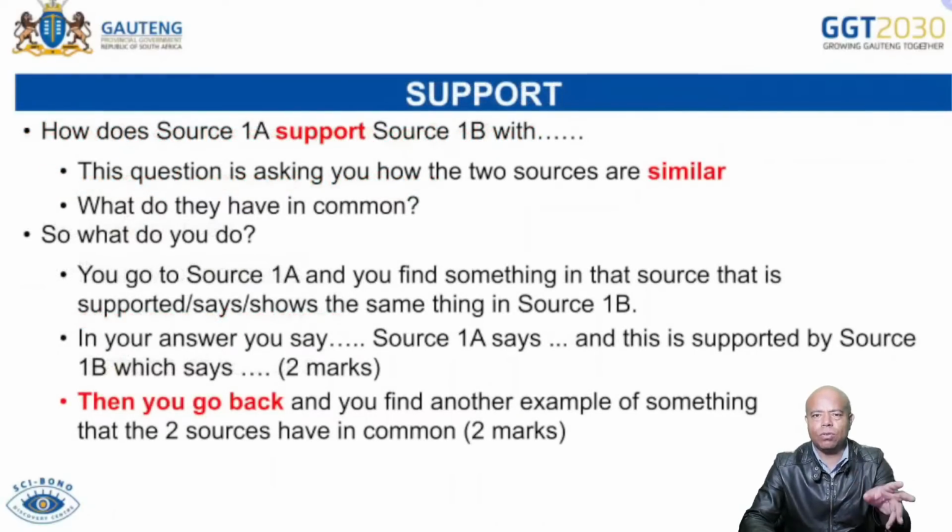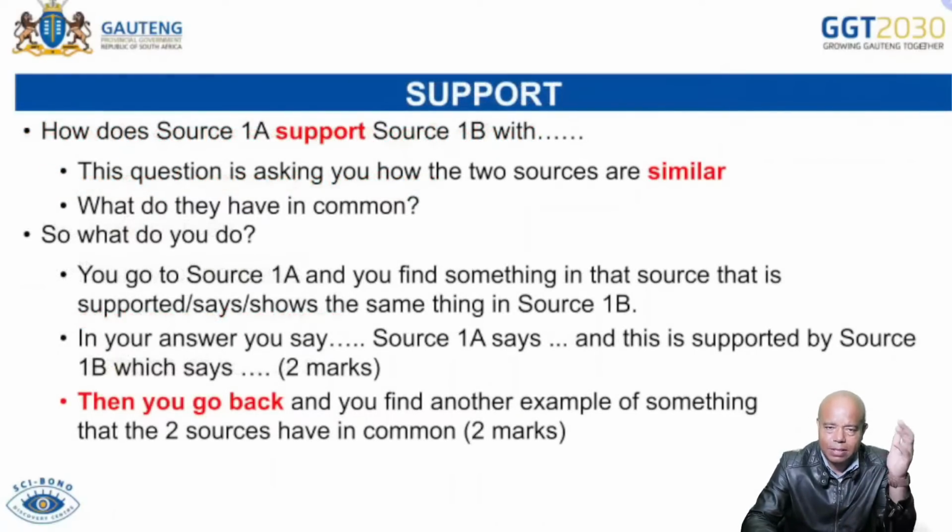So once you see usefulness, reliable, limitations, compare, you are supposed to know that this is a level 3 question, and you must be able to interpret and evaluate that particular question. So let's look at support first. What does support mean? It means how does source 1A support source 1B, and then it gives the topic. It means how similar are the two sources to each other.